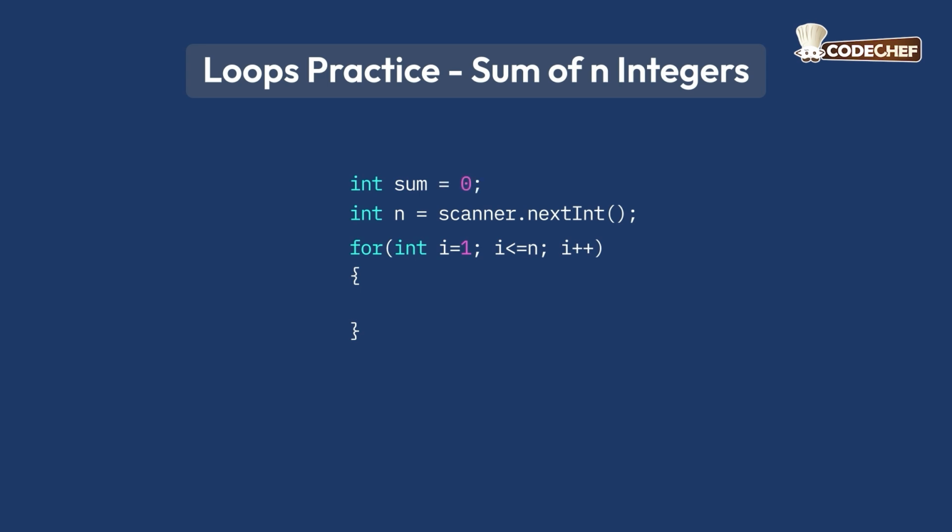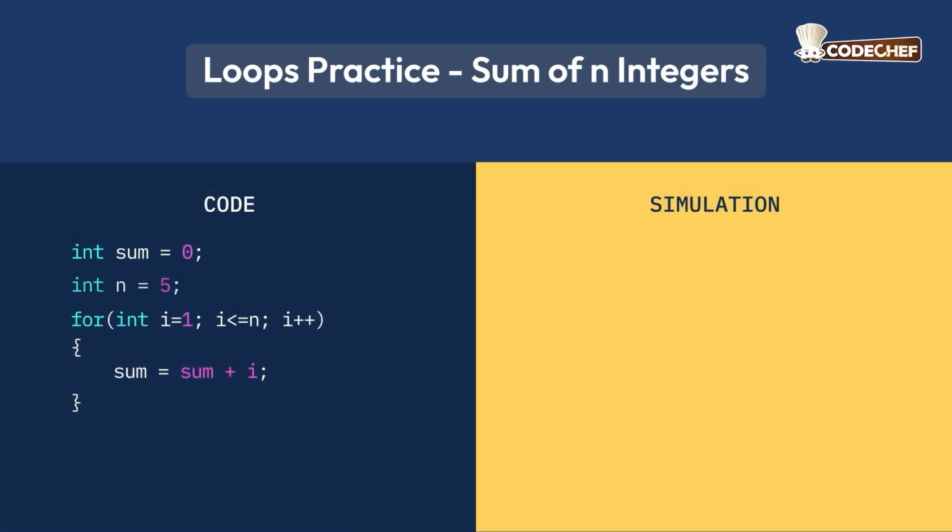Now we start the loop from 1 to n, and instead of printing the number, we will add this number to the variable sum. This addition is stored back in sum. Let's try to run this code with n as 5.